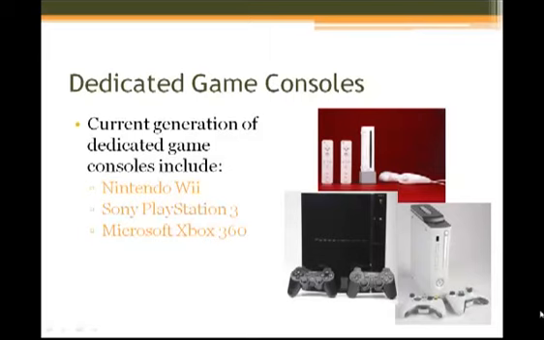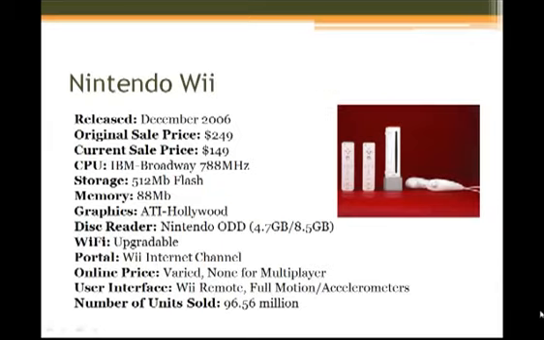What we're going to analyze in this particular lecture is Generation 7 consoles. Specifically, we're going to look at Nintendo Wii, the Sony PlayStation 3, and the Microsoft Xbox 360. So looking first at the Wii, we can see a few quick specs. The Wii was released in December of 2006. It was originally selling for about $249, and the current sale price is around $149.